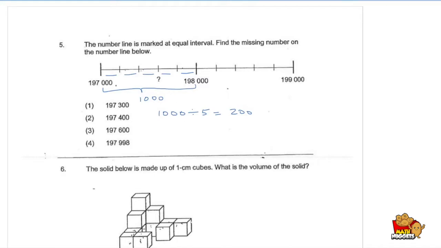And over here we have 1, 2, 3 spaces. Which means our answer should be 197,600.